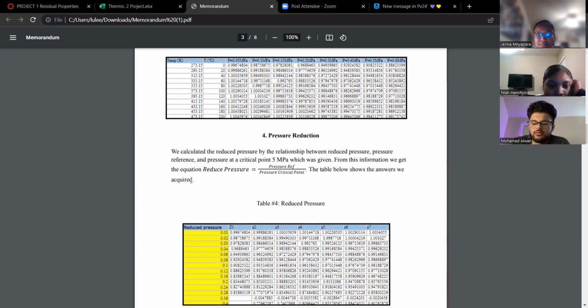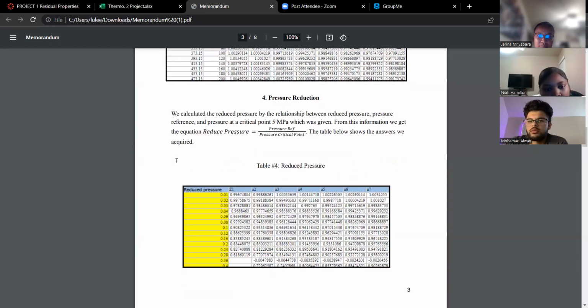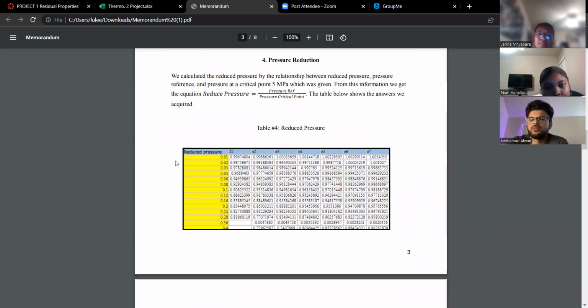And here we have the pressure reduction. We calculate the reduced pressure using the critical pressure of 5 megapascals that was given. We use the reduced pressure equation, the pressure over the critical pressure. And below is the table for the reduced pressure.